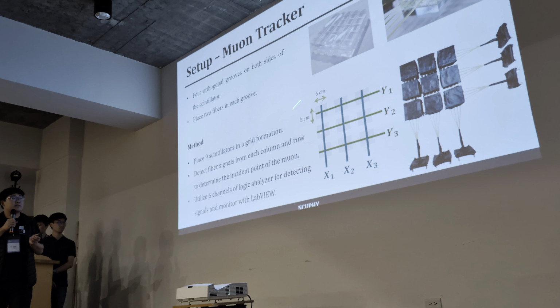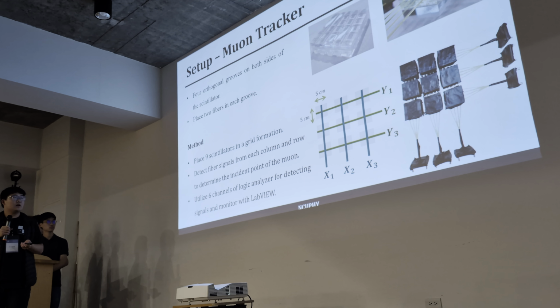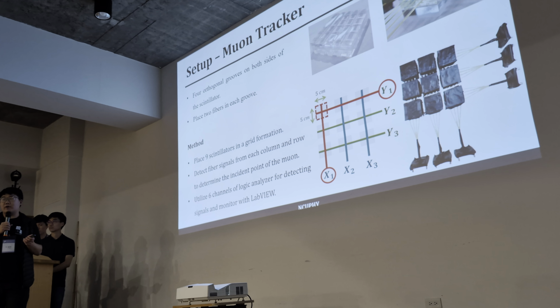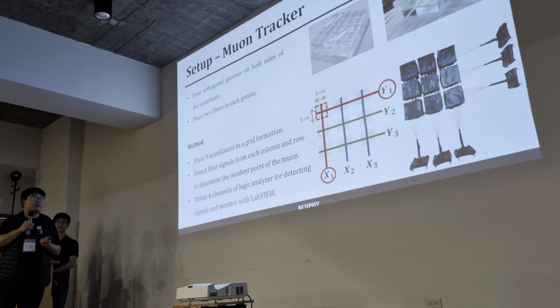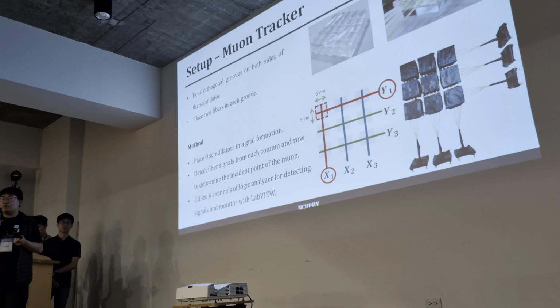We combine 9 centimeter blocks into a 3 times 3 matrix. 3 blocks in each column and row share the same fiber. If a muon passes through, for example, if x1 and y1 are triggered, we can know that the muon incident point is the top-left one. We only need to use 6 channels for 9 scintillators. This can cut down the readout budget.